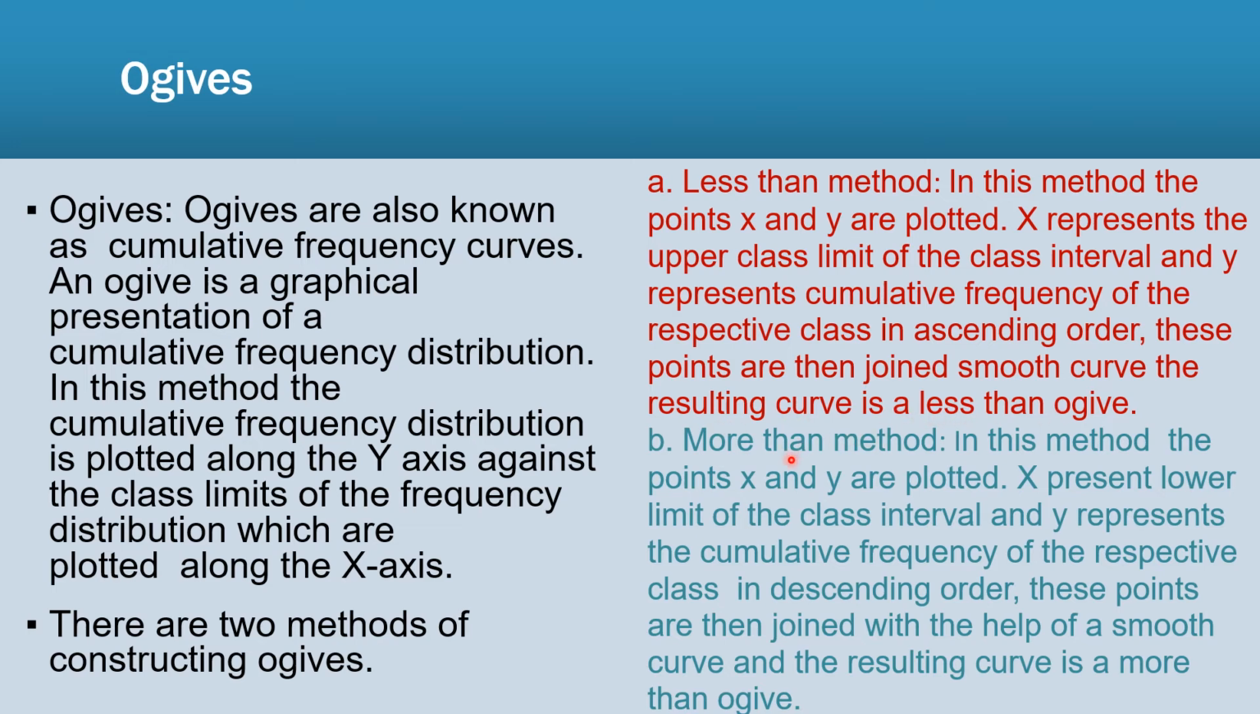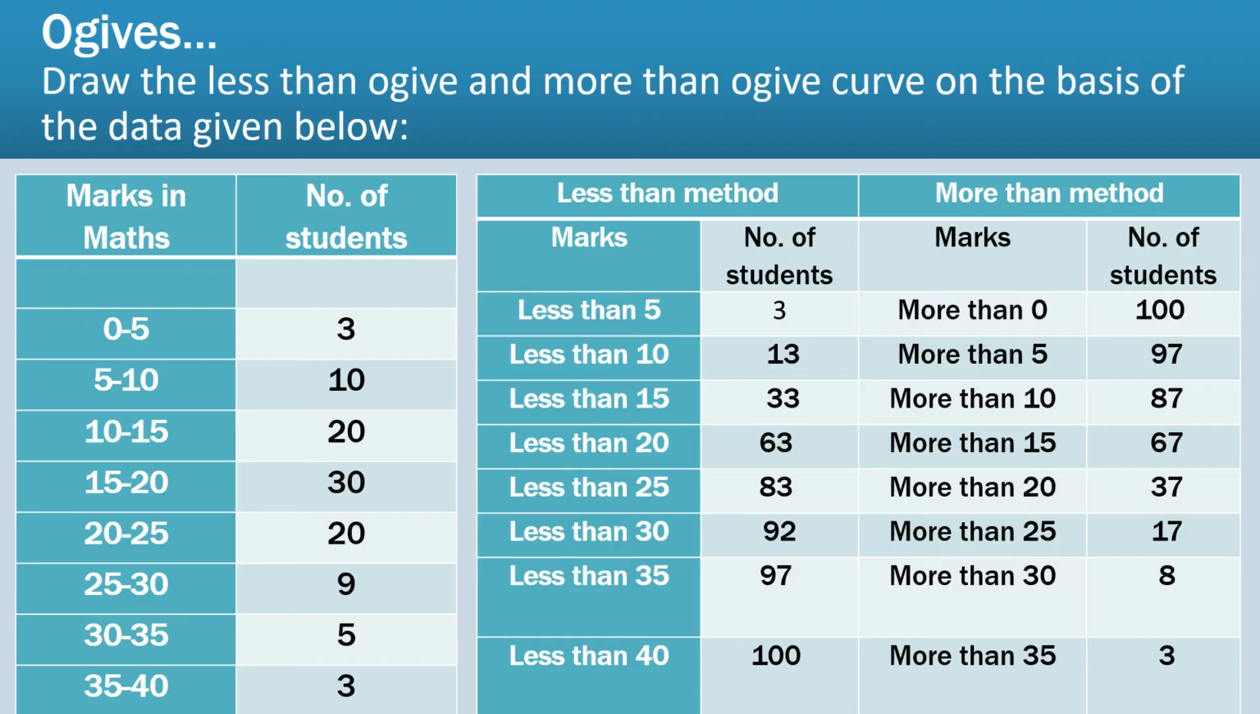Then we have the more than method. In this method, the points x and y are plotted. X represents the lower class limit of the class interval and y represents the cumulative frequency of the respective class in descending order. These points are then joined with the help of a smooth curve and the resulting curve is a more than ogive.